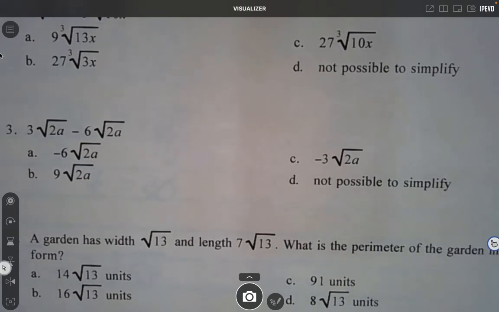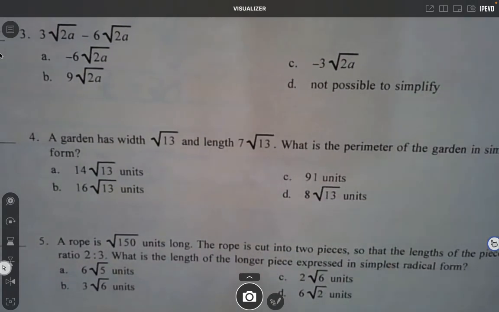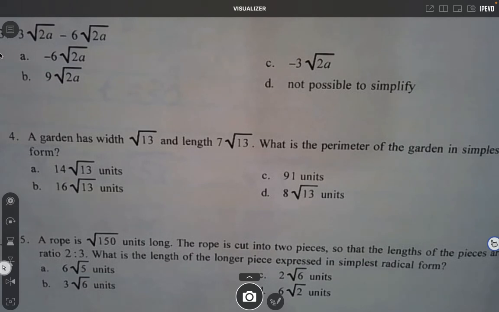They talk about a perimeter. We'll just do this one. A perimeter. What does that mean for a perimeter? Like the outside. Yeah, you add up the outside. So it says a width of square root of 13, a length of 7 square root of 13. What's the perimeter? Now, how many widths and how many lengths are there? Okay, there's 4, but there's 2 lengths and there's 2 widths.